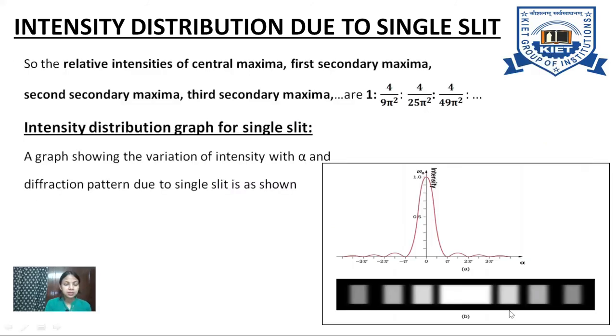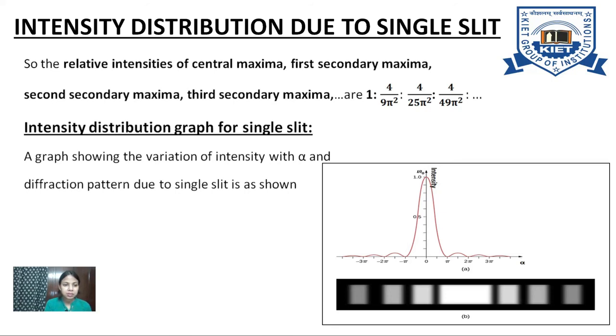So now we see the relative intensities of the central maxima, first secondary maxima, second secondary maxima, third secondary maxima, and so on. And they are in the ratios 1 is to 4 upon 9 pi square, is to 4 upon 25 pi square, is to 4 upon 49 pi square.